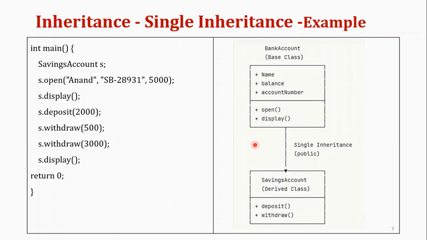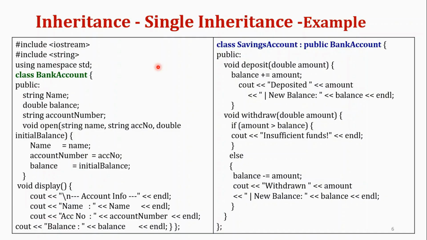With the diagram, let me explain the outline. The base class name is BankAccount, which has member data and member functions in public access mode. That is the end of the base class BankAccount. SavingsAccount is the derived class, colon public. In public mode, I'm inheriting BankAccount to SavingsAccount.